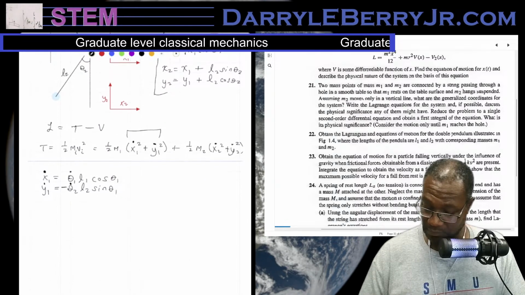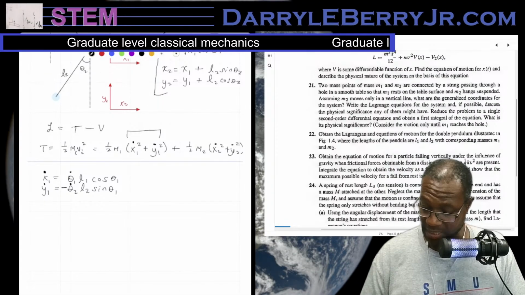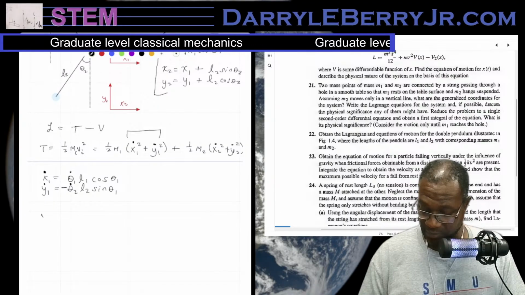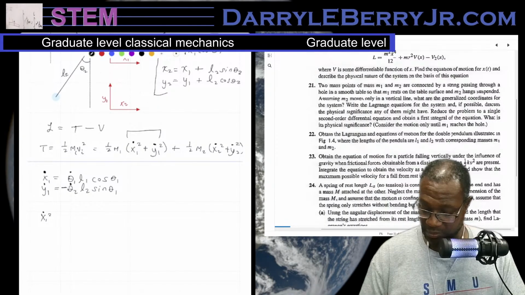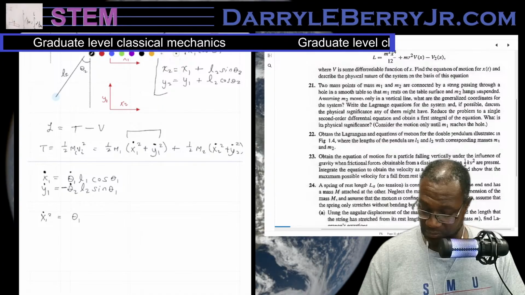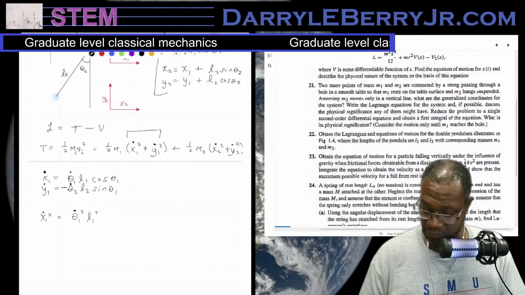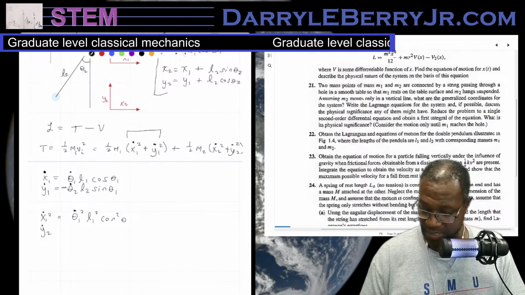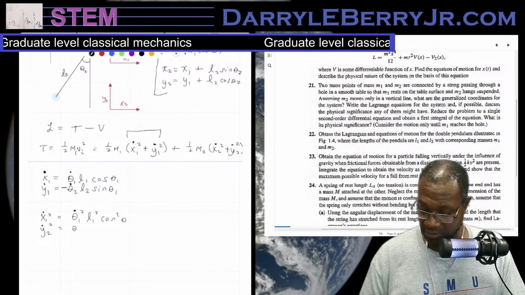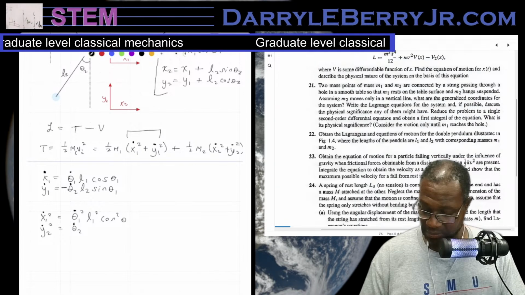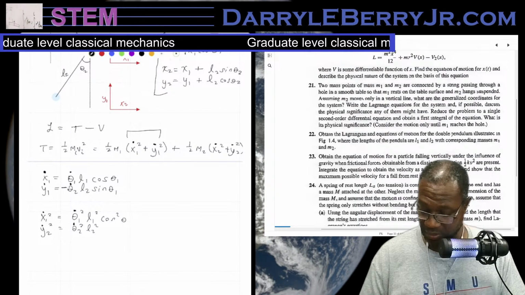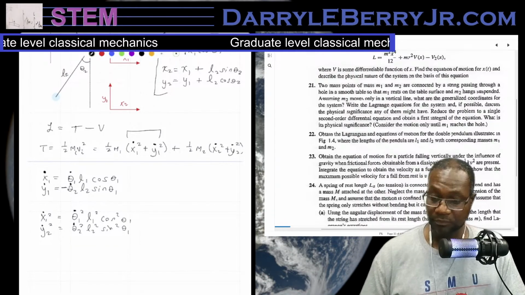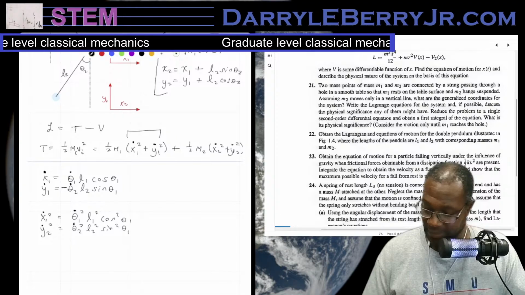And x2 dot is going to be a little bit more complicated. Maybe I should do the squared first. So x1 dot squared equals theta 1 dot squared L1 squared cosine squared theta 1, and y1 dot squared equals theta 1 dot squared L1 squared sine squared theta 1. So we have that.